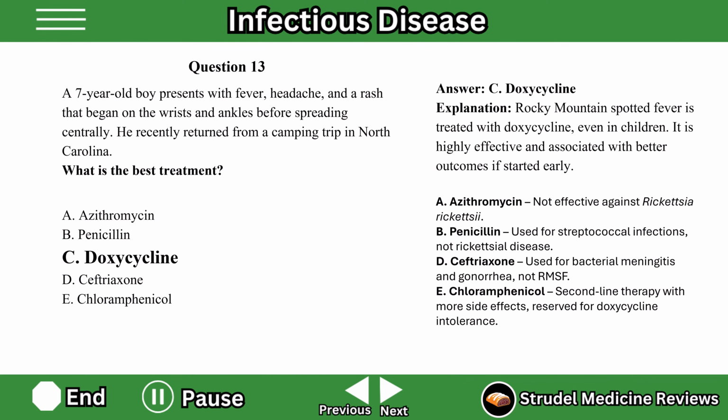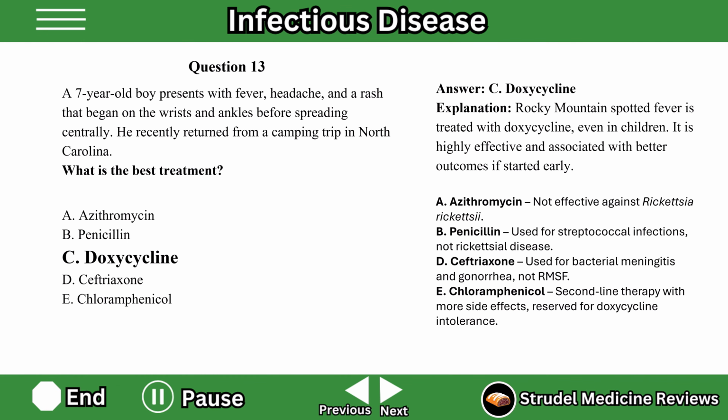Going over the incorrect answer choices, A is azithromycin. Macrolides aren't really effective against your Rickettsia species. Penicillins, again, aren't as effective. Ceftriaxone, not as effective, but can be used in Lyme disease, which is another tick-borne illness from Borrelia. Chloramphenicol actually can be used to treat Rocky Mountain spotted fever, but it's second-line therapy. Remember, that can cause gray baby syndrome.